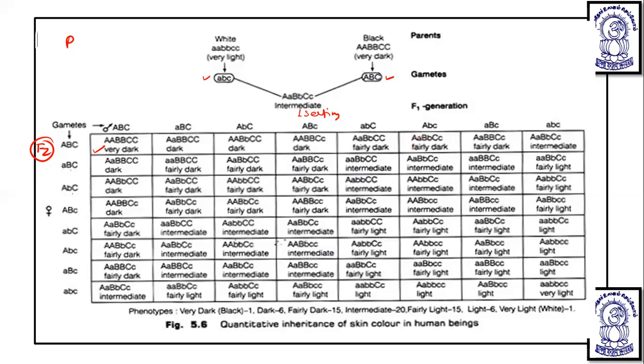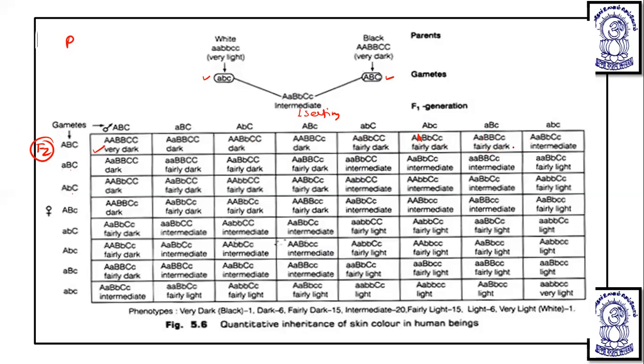Here is a mistake. Here it should be capital A, capital A. Here they have written capital A, small a. So capital A, capital A, capital B, small b, small c, small c. So here B and C are recessive, 4 are dominant, so that is fairly dark. Here also we can say 2 are recessive and 4 are dominant, so fairly dark.